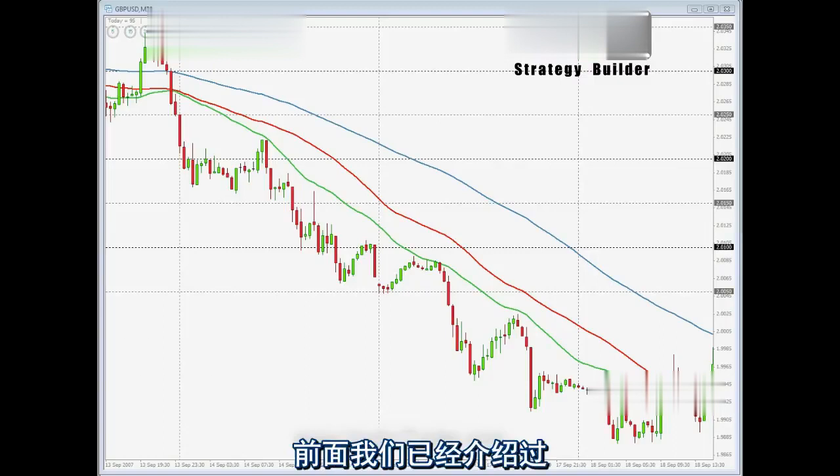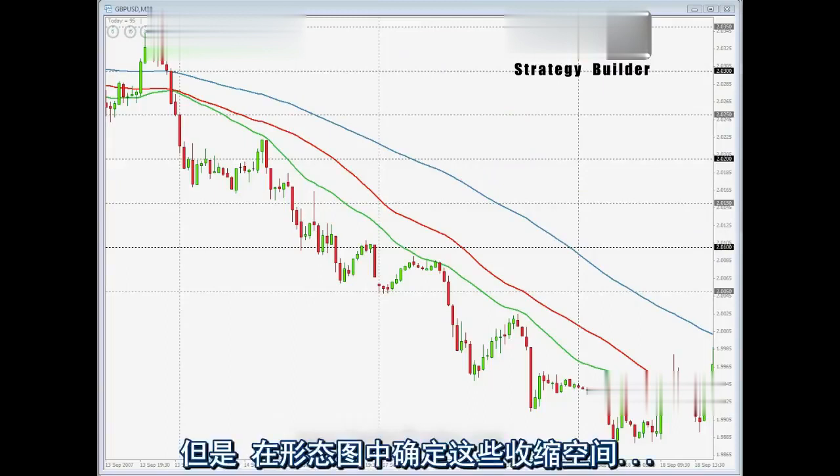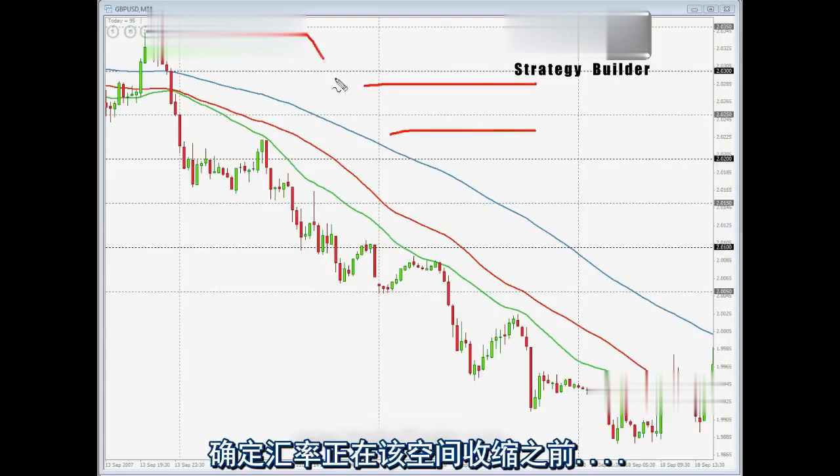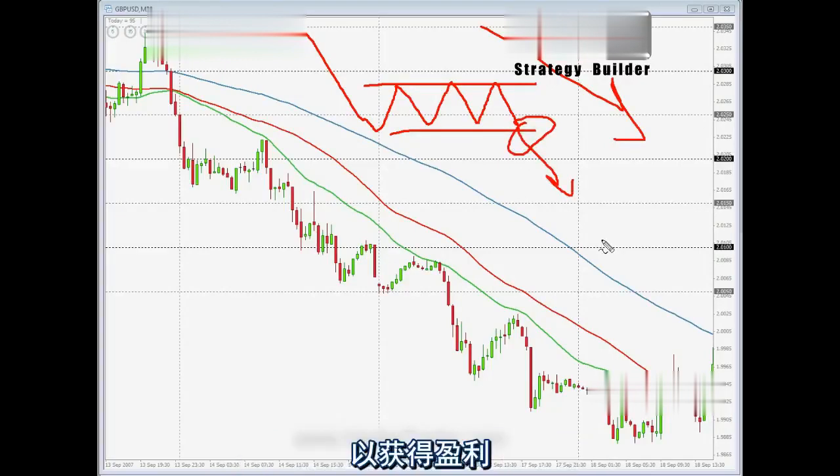We've already reviewed what ranging consolidation areas are, remember those triangles, those ranges, flag formations, etc. However, before we were looking at them as a congestion area in the setup chart. If the trend is basically down and price gets within a consolidation area, we are going to be looking to trade the breakout to the downside, hoping for some profits.